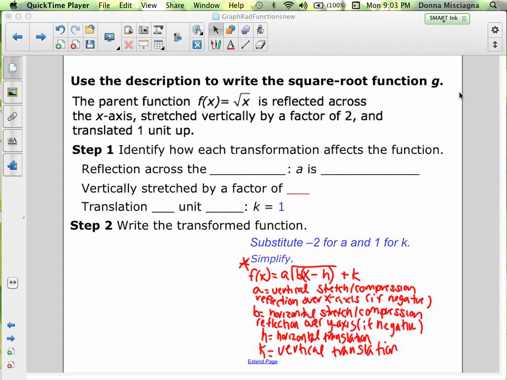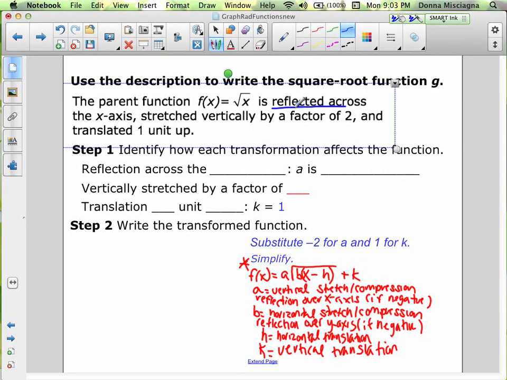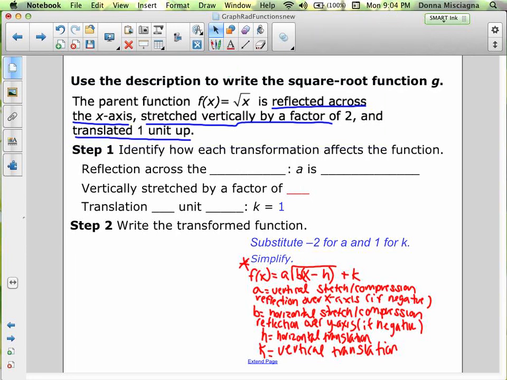So let's underline our transformations. Right, so we are reflected across the x-axis. Stretched vertically by a factor of 2, and then translated 1 unit up. So let's review each of the parts of the general form of a square root or a cube root function. The only thing that would be different is the index would be 3.